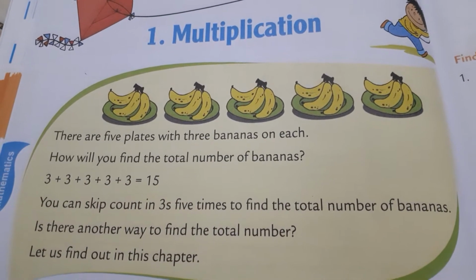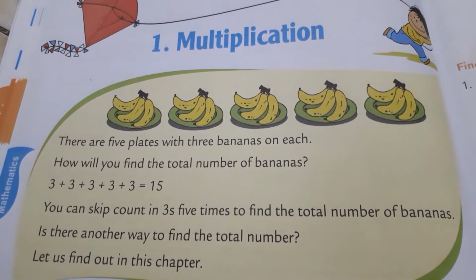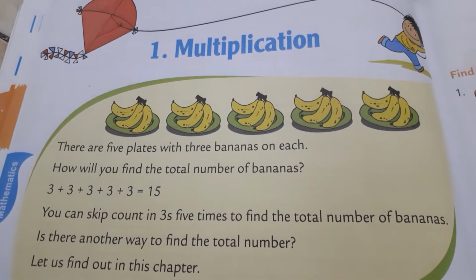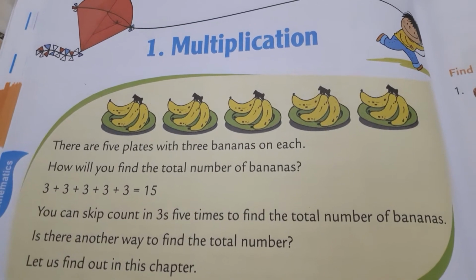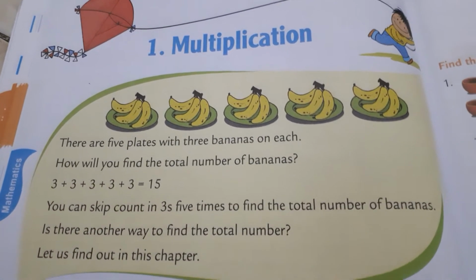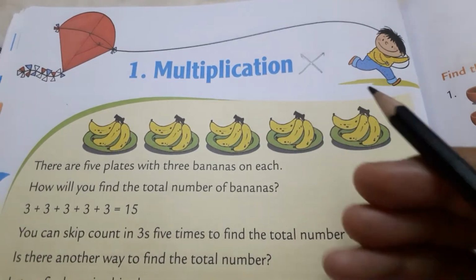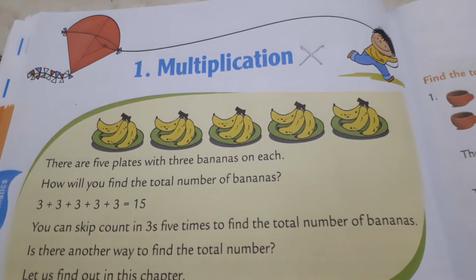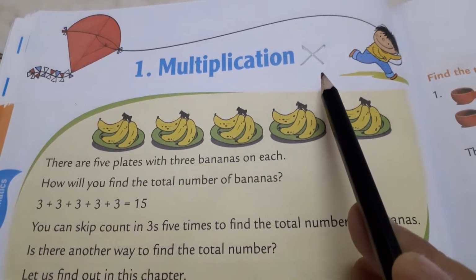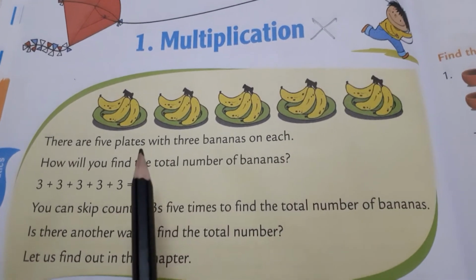You have already done multiplication in class 1. Basically, multiplication is combining groups of equal sizes, and the sign of multiplication is cross. Have you seen this? Okay, cross. This is the sign of multiplication. Let's start doing this chapter.